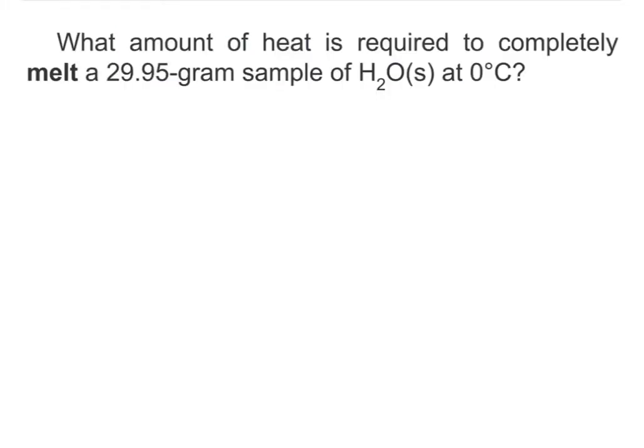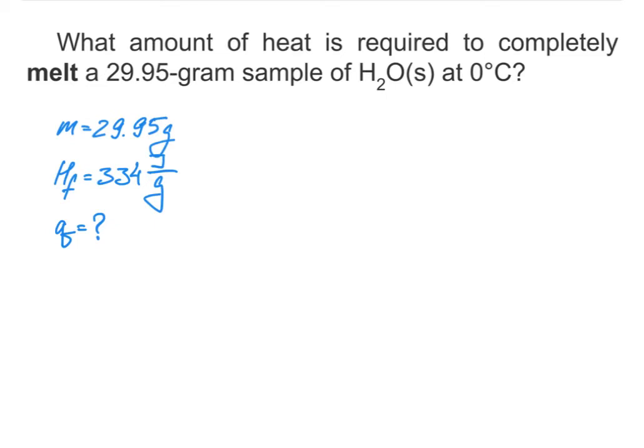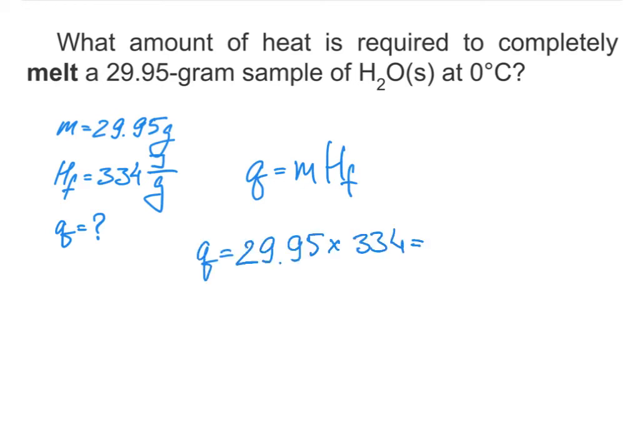Here are some sample problems. What amount of heat is required to completely melt a 29.95 gram sample of solid water at 0 degrees Celsius? So we assume that our piece of ice is already at 0 degrees Celsius, totally prepared to melt. So how much energy would it take to melt it? We'll be using the formula of mass times heat of fusion. Mass is given to us in the problem, and heat of fusion we can look up in our reference table. So the amount of heat required here would be 10,000 joules of energy.